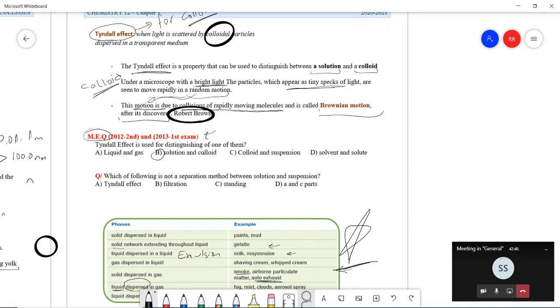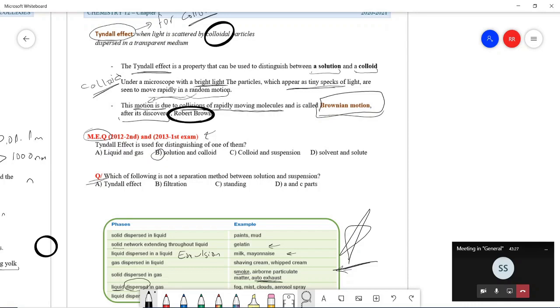The motion that you see in smoke or fog, even in fog, you have seen it during the winter. The fog particles don't stop. They always move, especially in the morning when you wake up and you can see fog particles. And they are random. They don't go in one direction. It's called Brownian motion. So if it asks what Brownian motion is, it is the continuous random motion of particles which is seen in colloids.